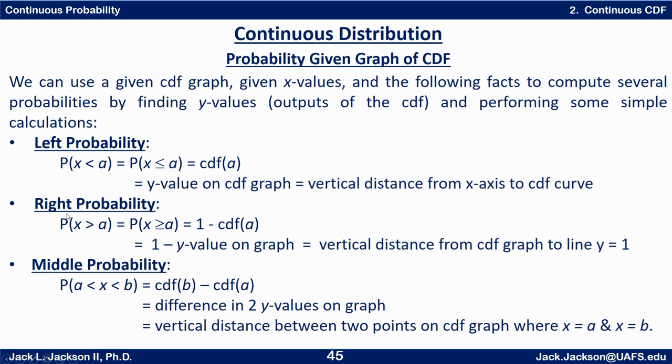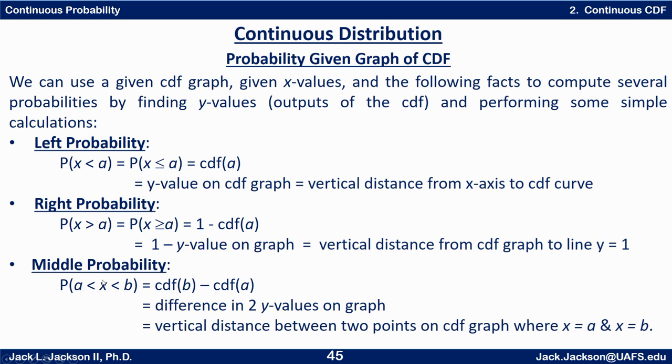Now, so that's left probability. If you're doing a right probability, to the right of A, that is the probability that x is greater than A, or also the probability that x is greater than or equal to A. That turns out to be 1 minus the CDF of A, 1 minus the probability that x is less than A. So that's 1 minus a y value on the graph. This is also seen as a vertical distance. This time, instead of from the CDF graph down to the x-axis like we had on the left probability, this vertical distance goes from the CDF graph up to the line y equals 1.